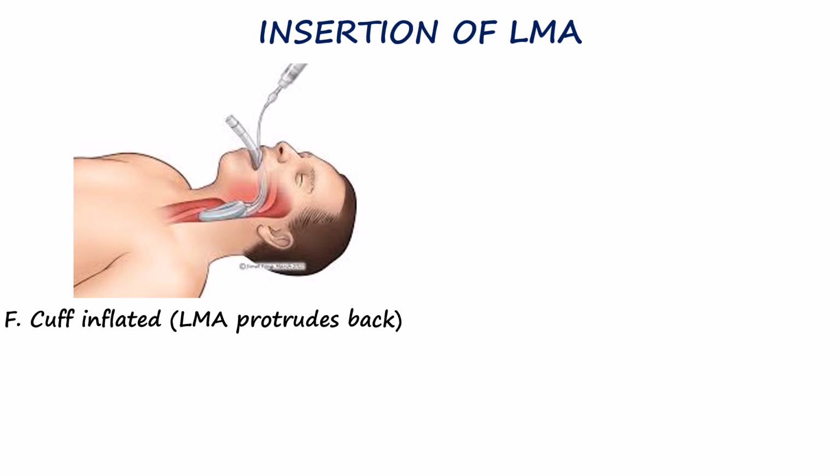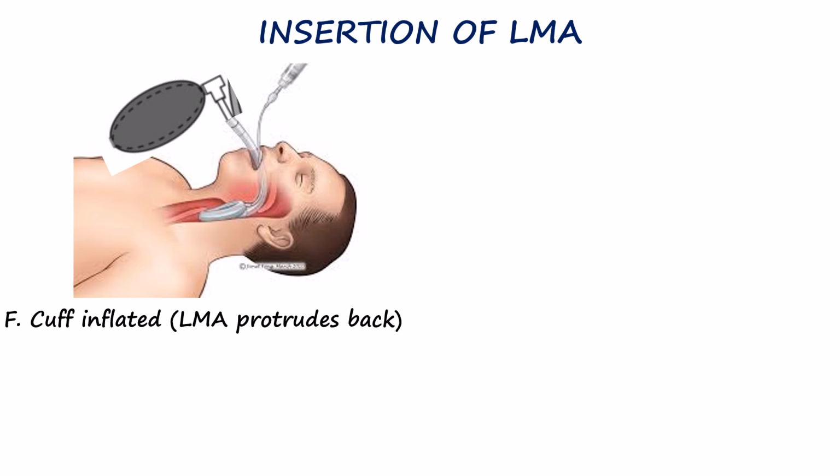Once the mask is in position, the hand is released from the tube before inflating the cuff. The cuff is then inflated with air, typically beginning with the recommended volume. As the mask seats over the glottic opening, the tube will generally protrude 1 to 2 centimeters out of the mouth. The airway is then connected to a bag valve apparatus.